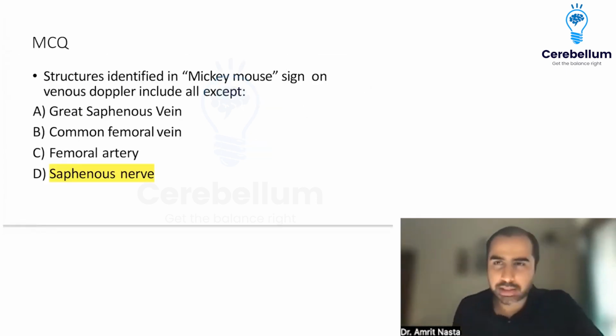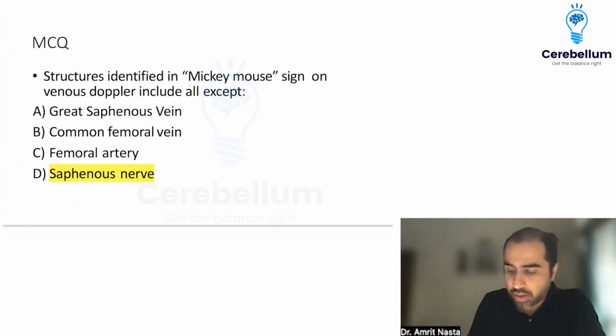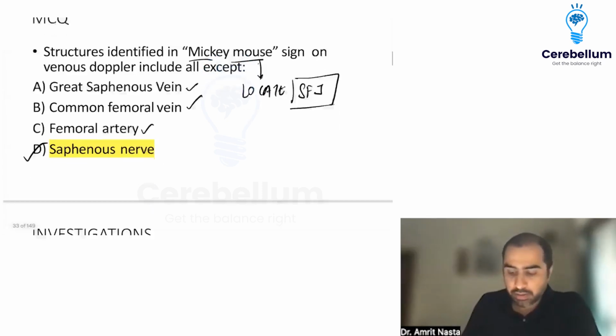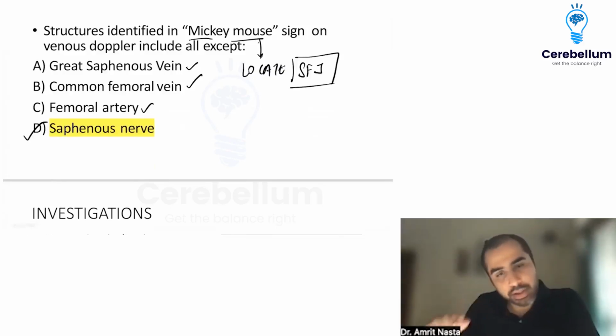Again, this is an integrated question. It is a mix of radiology and surgery. Structures identified in a Mickey Mouse sign on venous Doppler include all except. The Mickey Mouse sign helps me locate the saphenofemoral junction, SFJ. I need to see the great saphenous vein entering into the femoral vein. Next to it is its brother, the femoral artery, not the saphenous nerve. The saphenous nerve does lie close to the great saphenous vein, but it is not seen in the Mickey Mouse.